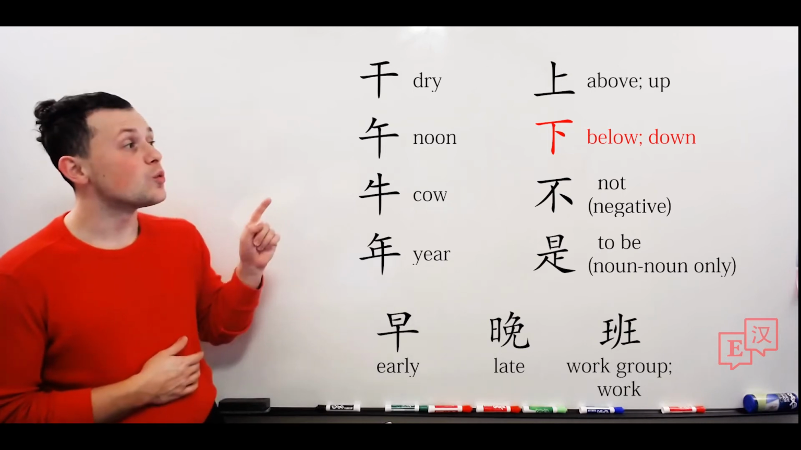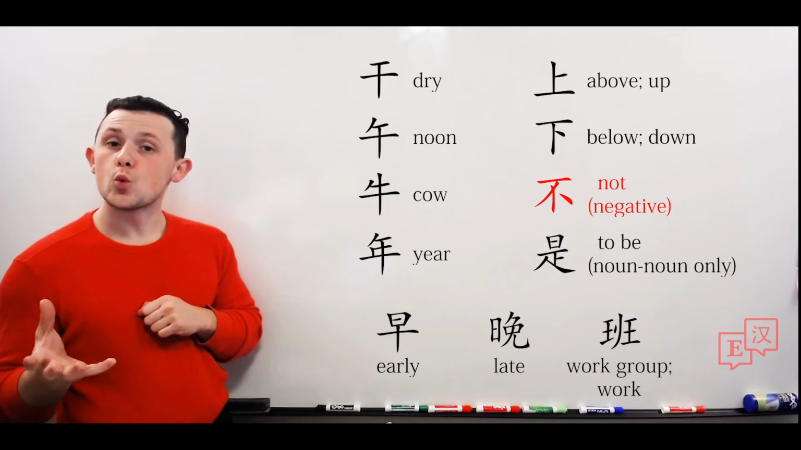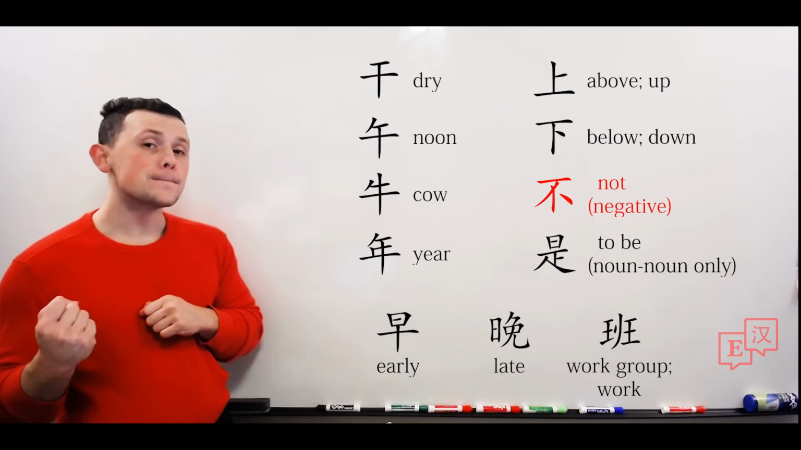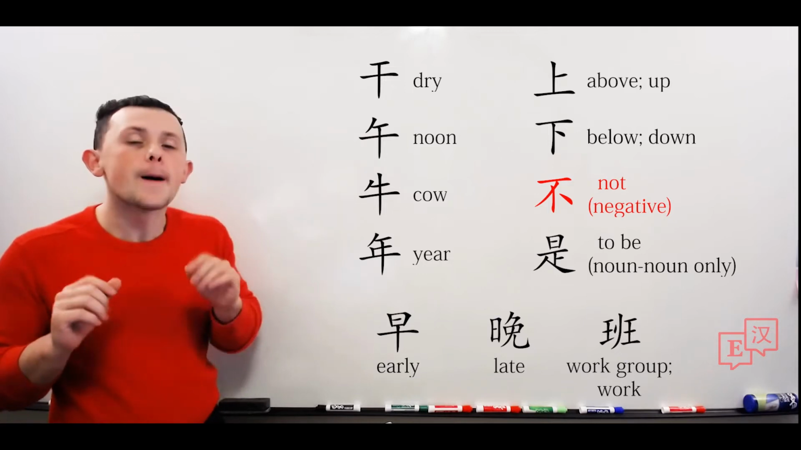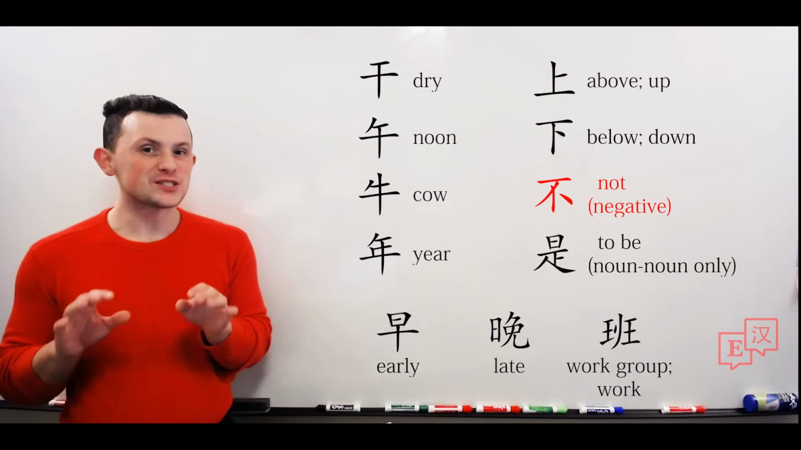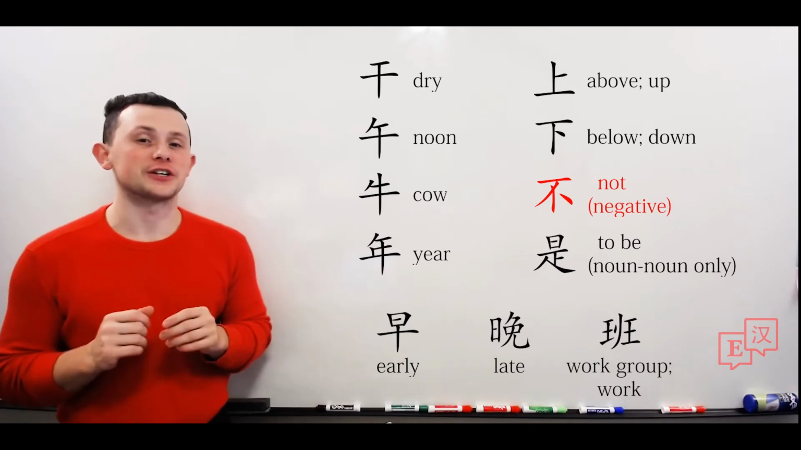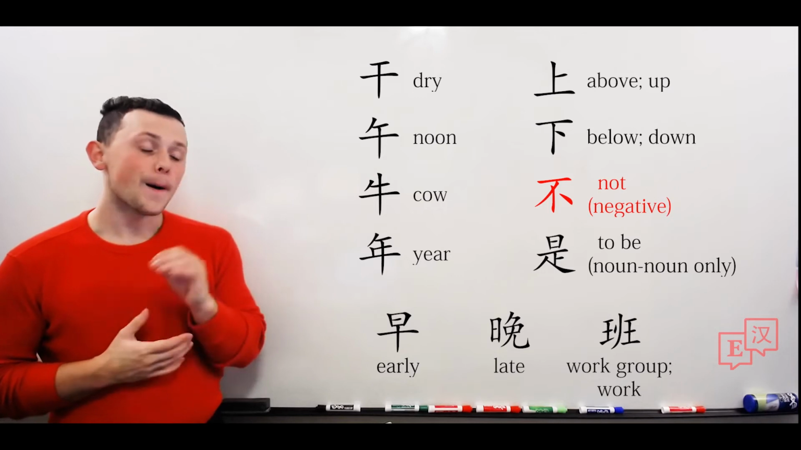If we add one more stroke to that character, we get boo. Like peekaboo, boo. This character is no. It simply means no. It is the go-to negation for adjectives, verbs, etc.